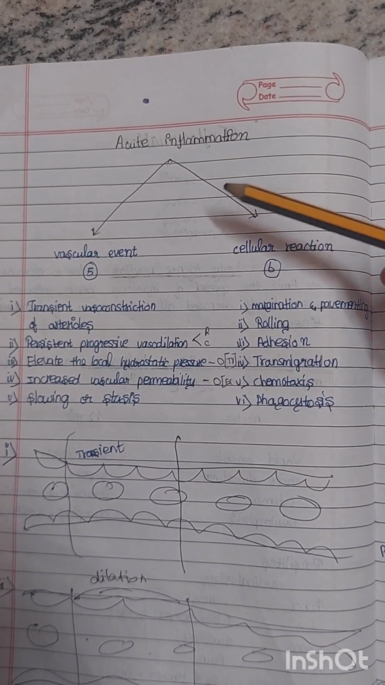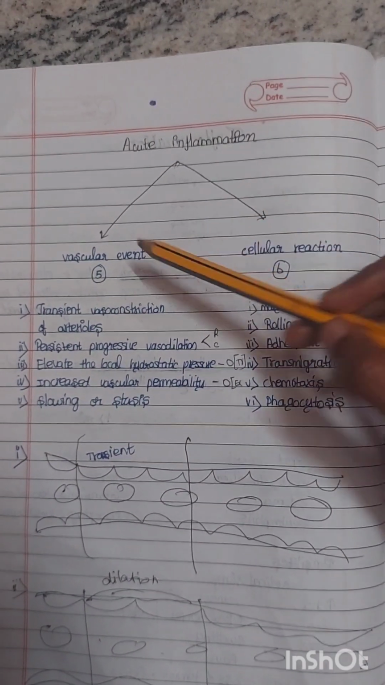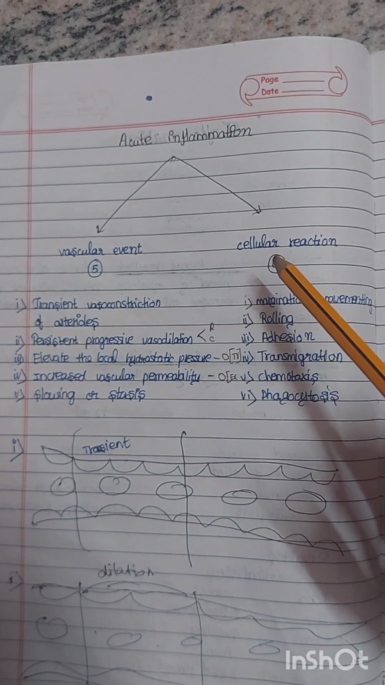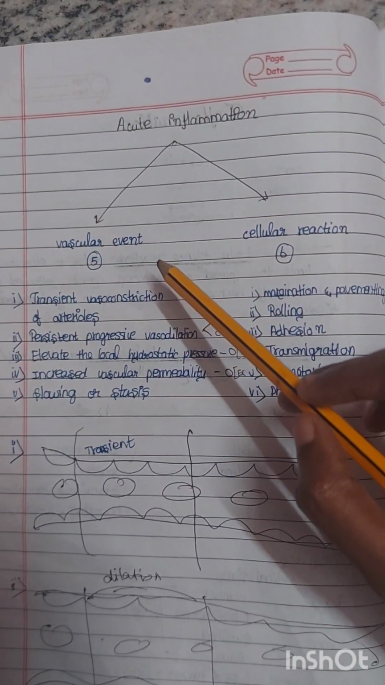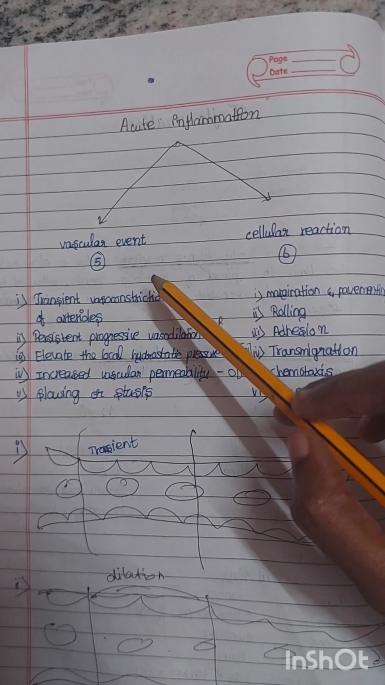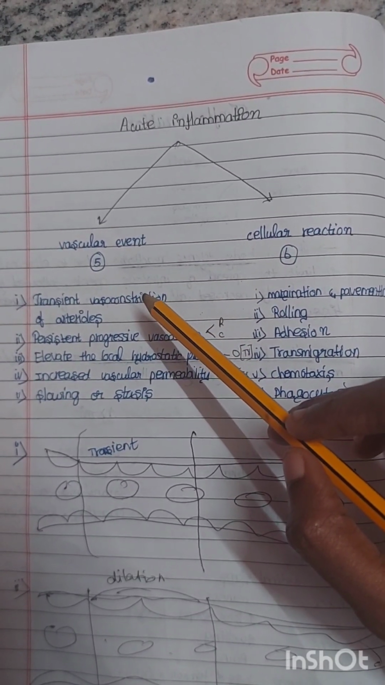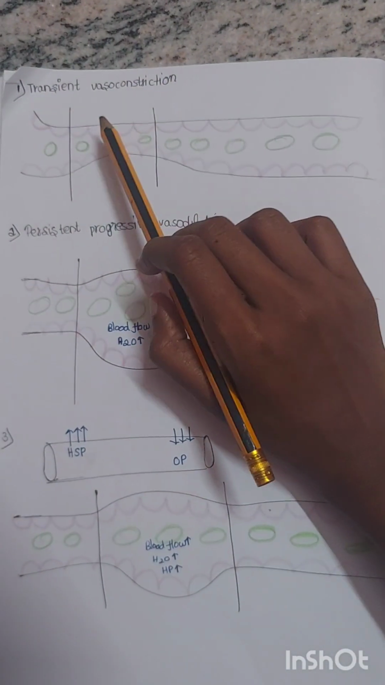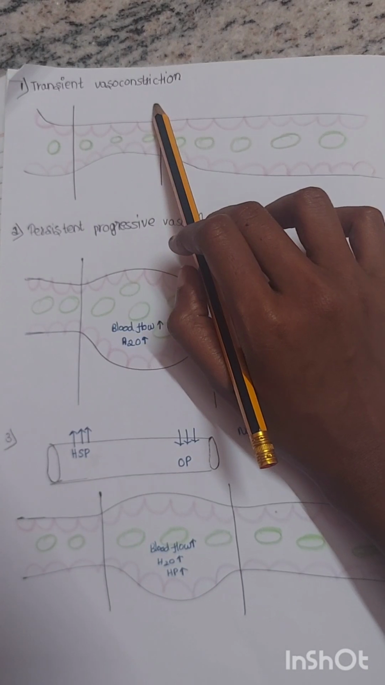Acute inflammation has two types of events. One is vascular event and another one is cellular reaction. Vascular event has 5 steps. Let me discuss the 5 steps in detail. The first is transient vasoconstriction.